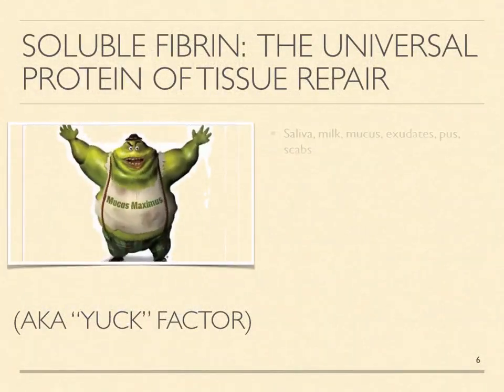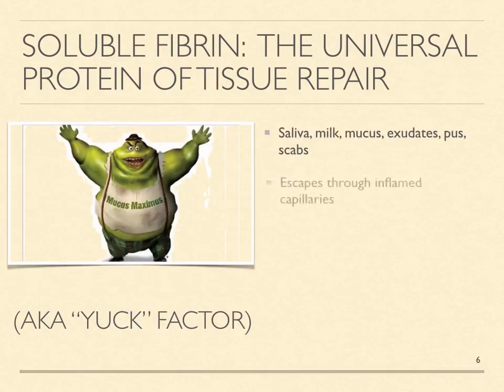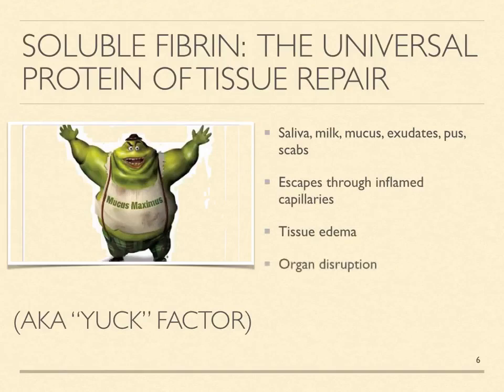I call soluble fibrin the universal protein of tissue repair. It is so ubiquitous as to escape notice. It appears in saliva and mother's milk. It is a substance of pulmonary exudates, nasal discharge, pus, scabs, peritoneal deposits that appear after surgery, and the mucus that enables everything from digestion to defecation to respiratory tract cleansing to sex. It becomes dangerous when it is produced in excessive quantities by MSM hyperactivity. It escapes from blood through inflamed capillary walls, invades tissues, and causes tissue edema and organ disruption.